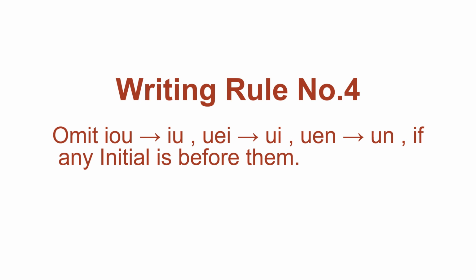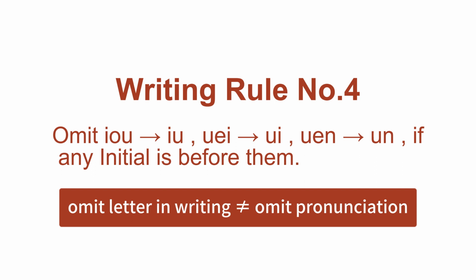Writing rule number 4. Omit the middle letter: iou to iu, uei to ui, uen to un, if any initial is before them. Well, this one is pretty similar and obvious to understand, but you should know that omitting the middle letter from these vowels in writing doesn't mean swallowing its pronunciation. The pronunciation remains the same with or without the middle letter in these vowels.